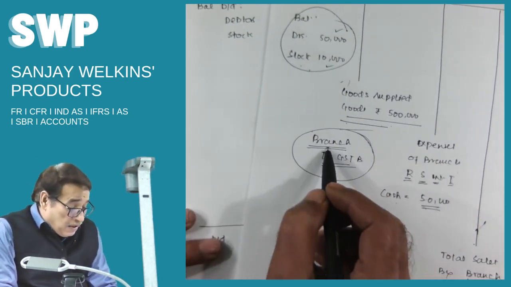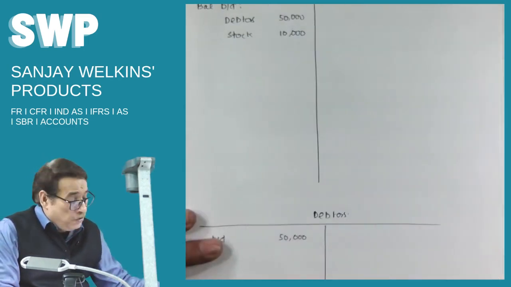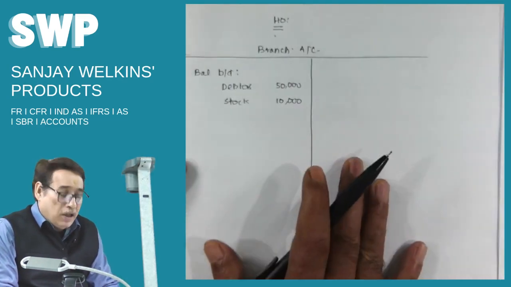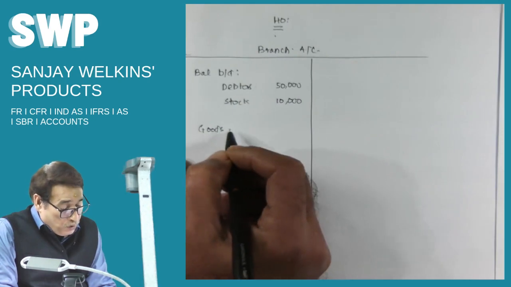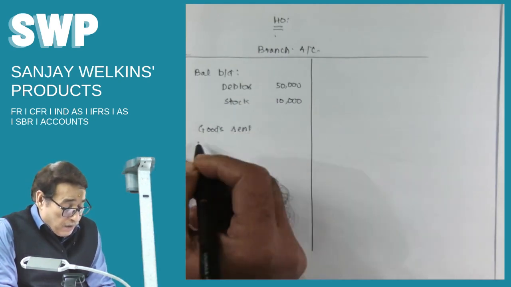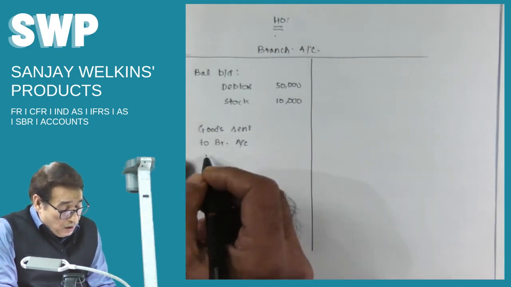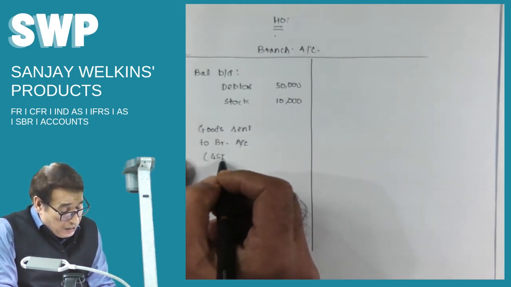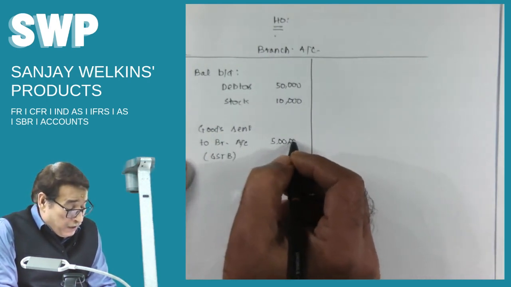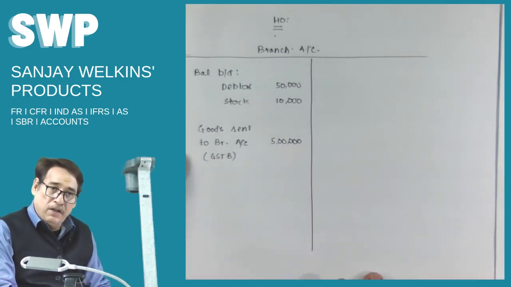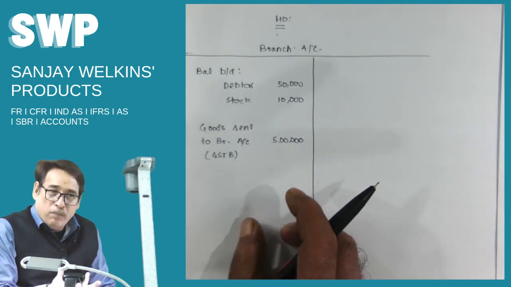So that is the reason why we are going to put goods sent to branch account on the debit side of the branch account. So on the debit side of the branch account, I will write simply here: to goods sent to branch account. You can also write to GSTB account. 5 lakh worth of goods have been supplied by head office to the branch. Is it clear to you or not? In simple words, there is a simple rule to prepare the branch account.